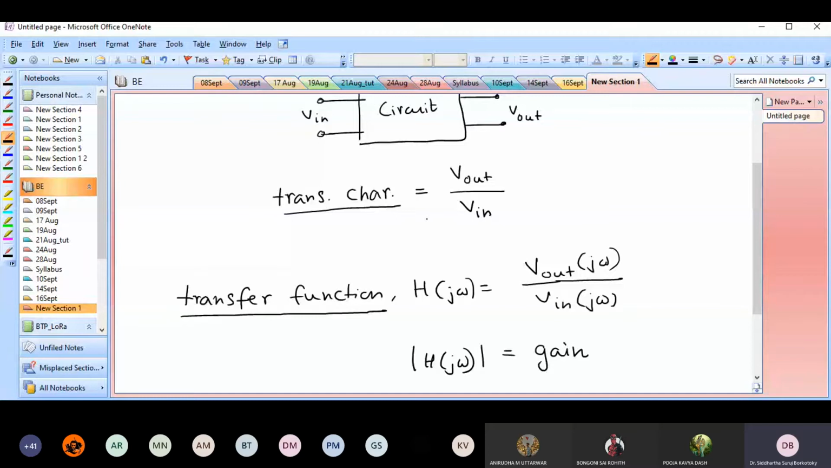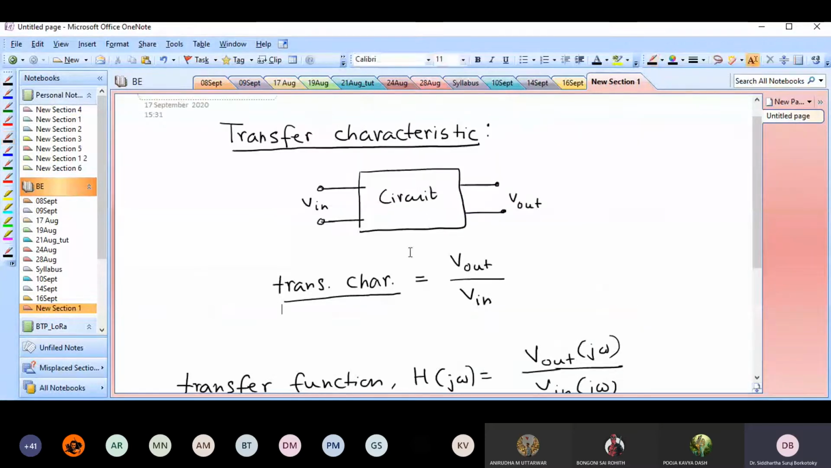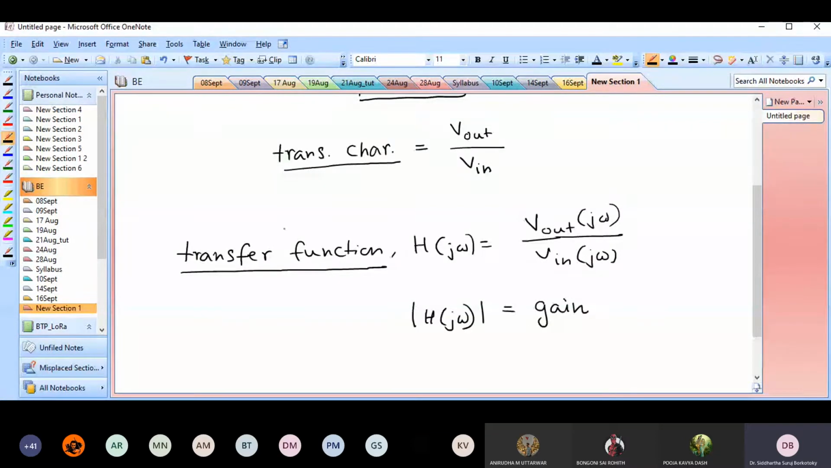So if I am given a circuit and I'm asked to find the transfer characteristic, usually there will be an input, V in, and an output, V out. So I just need to find the ratio of V out divided by V in. By contrast, transfer function was exclusively done in the Laplace domain or in the j omega domain or S domain. And then we came up with this particular ratio, and we said that this is the transfer function, and the magnitude of the transfer function is the gain of the filter at frequency omega. So that was from our filter discussion.